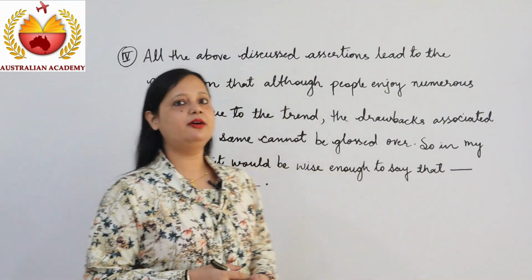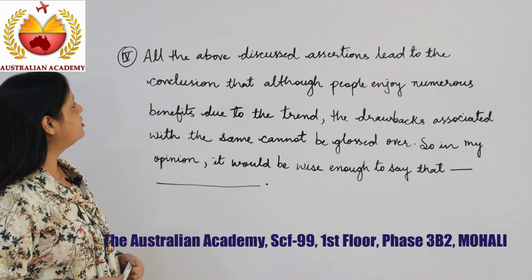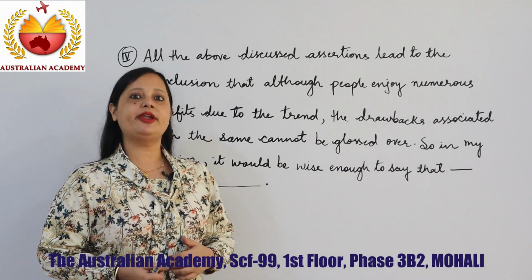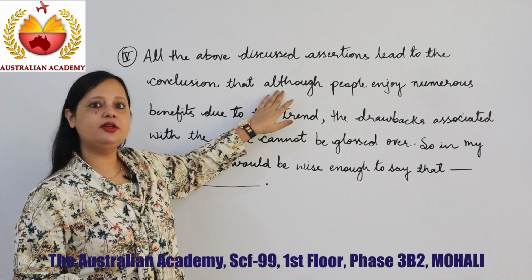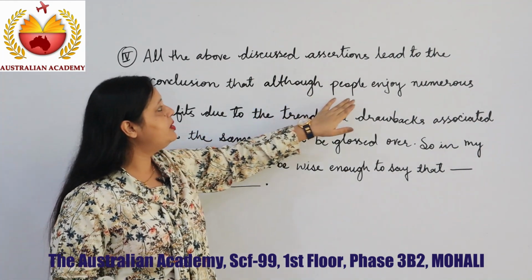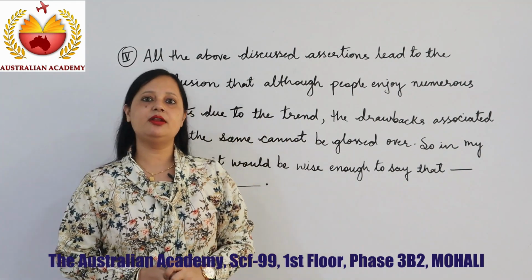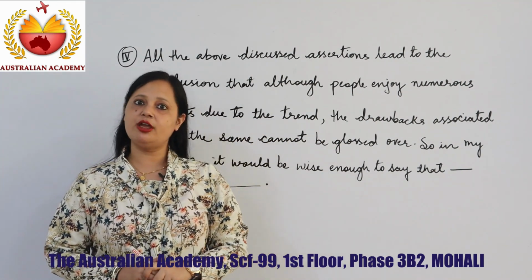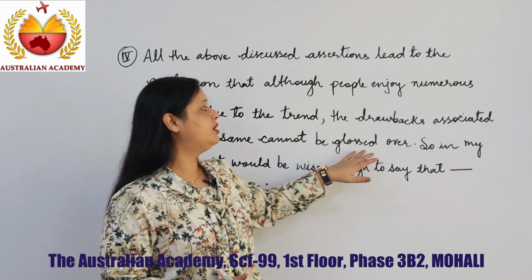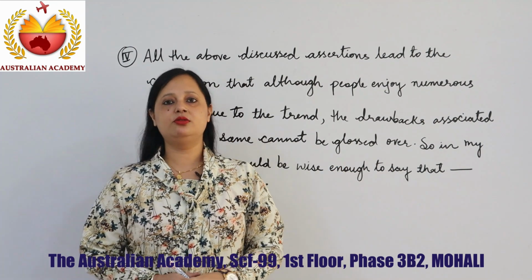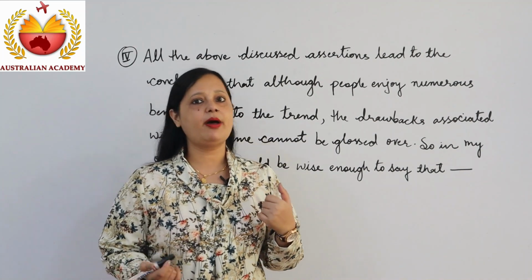Okay, so the fourth paragraph, the conclusion part, is: all the above discussed assertions lead to the conclusion that, assertions means points, so whatever we have discussed in the above paragraphs, we will reach the conclusion that although people enjoy numerous benefits due to the trend, so there are many benefits that people gain, that people enjoy because of it. However, the drawbacks associated with the same cannot be glossed over. Glossed over means ignored, right? So at the same time, benefits are there, but we cannot forget the drawbacks.